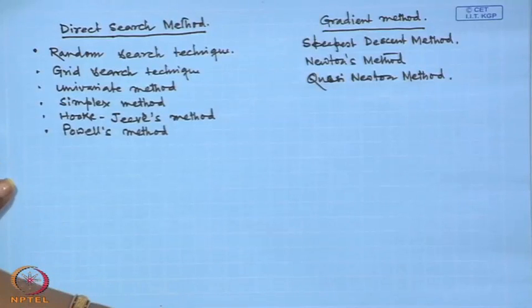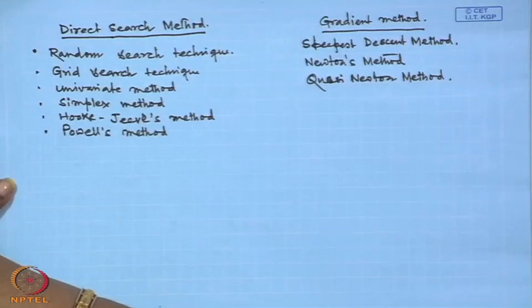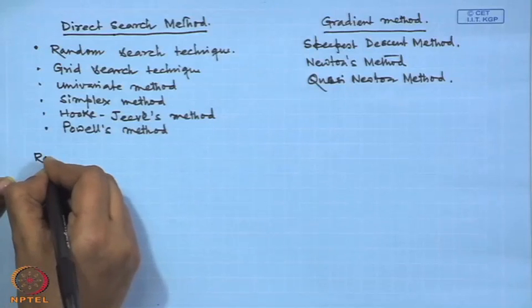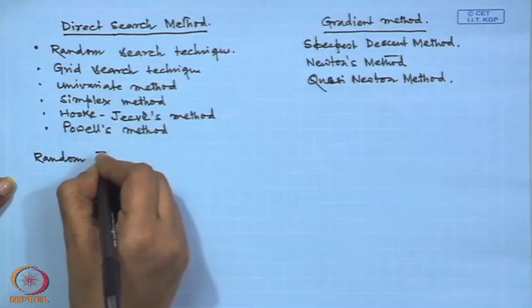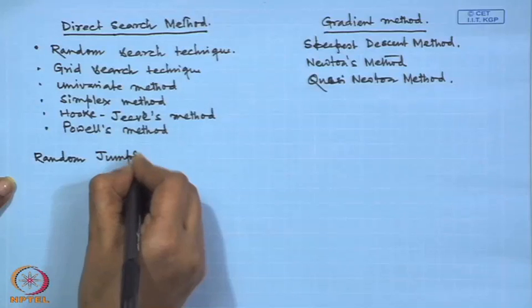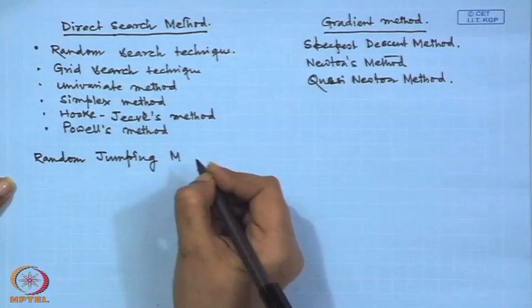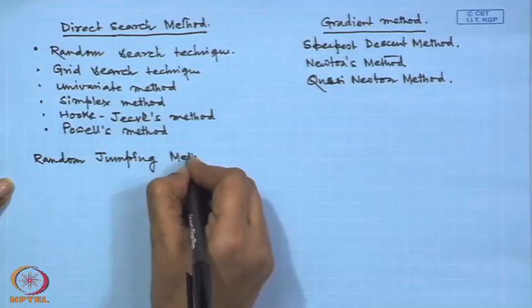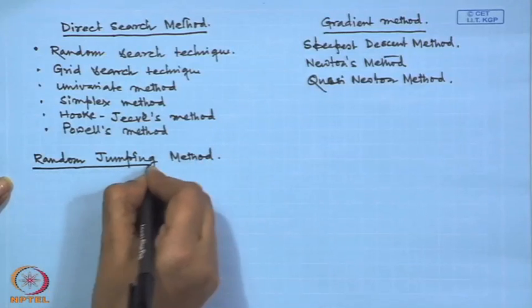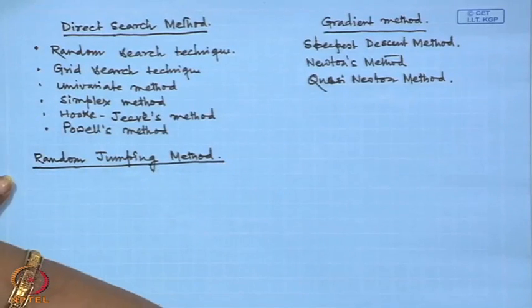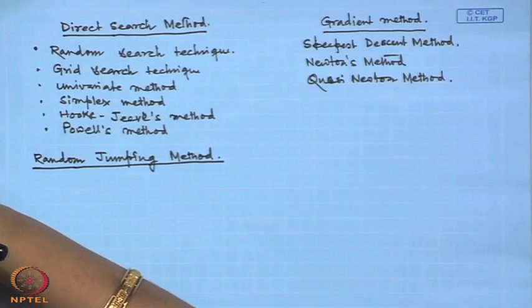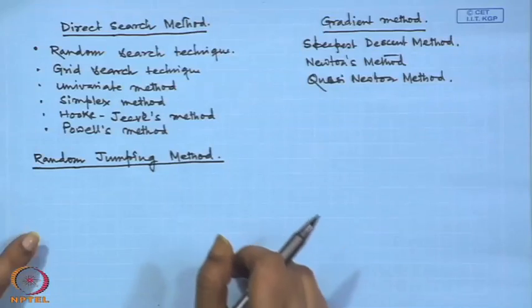Now let us start with the first, the random search technique. More specifically, let us go for the random jumping method. The method is very interesting. It is totally dependent on random numbers. Let us consider two variables, x1 and x2, and a function f of x1, x2, and we want to minimize or maximize the objective function, and there is a range for x1 and a range for x2. What does the random jumping method do?